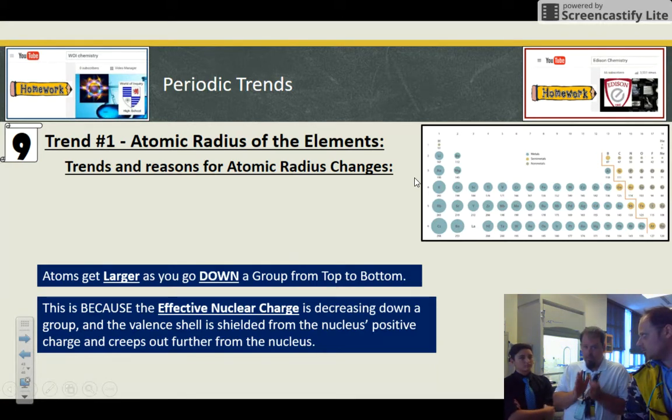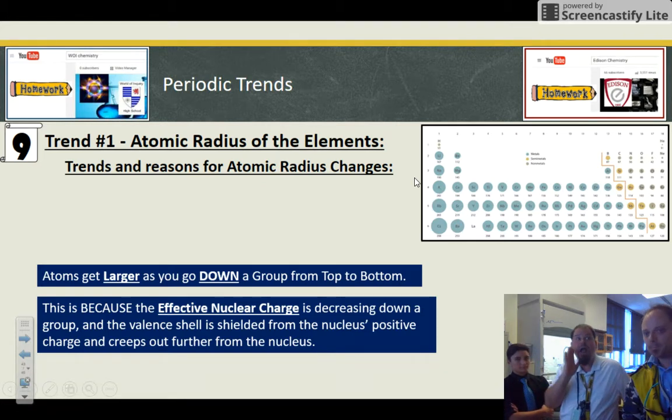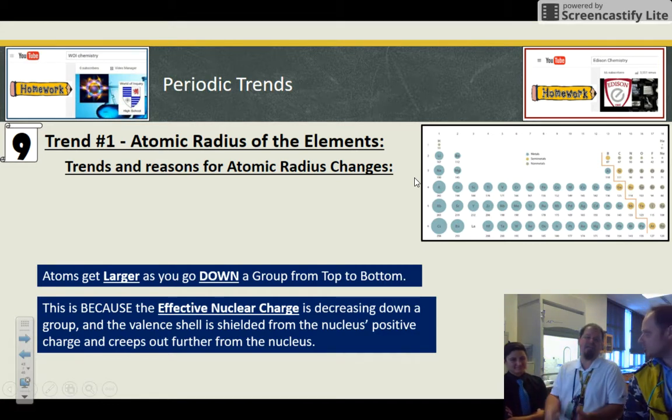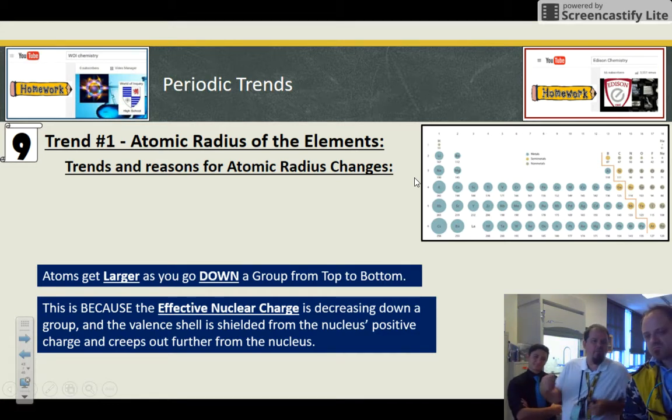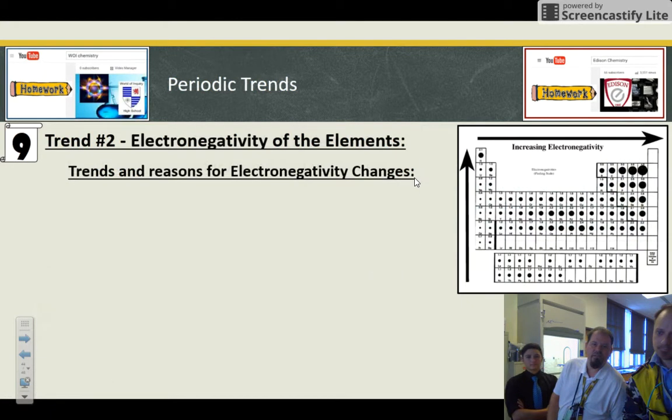So even though I have more positive magnets in the middle, I have all this interference between the nucleus and the outside electrons. So I get bigger. Plus, I'm just adding stuff. So it just makes sense. If I put on more layers of clothes, I get wider. So that one honestly makes sense from that perspective.